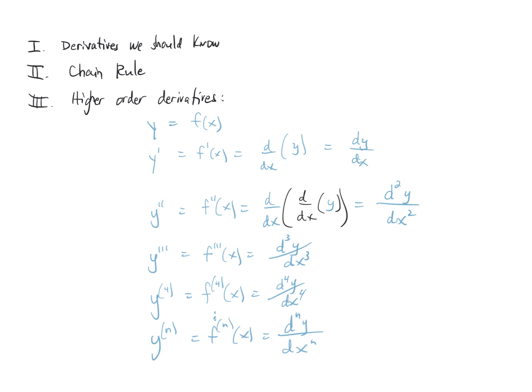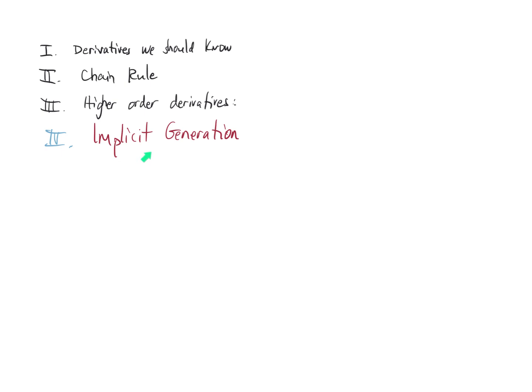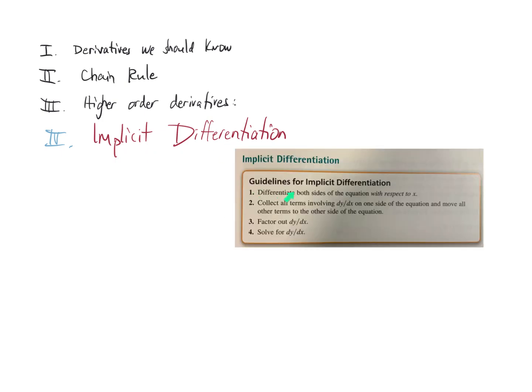Okay, moving on. Roman numeral 4. Implicit differentiation. These are the guidelines. We're going to differentiate both sides of an equation with respect to x. Then collect all terms with dy/dx on one side of the equation and solve for it, which often involves factoring. All right, let's see 2 quick examples.